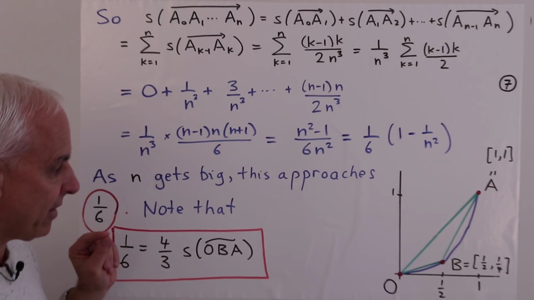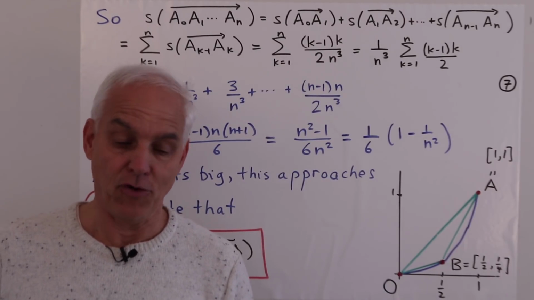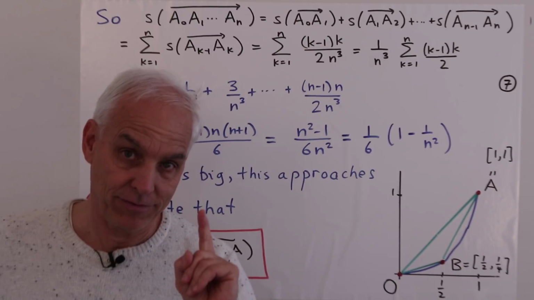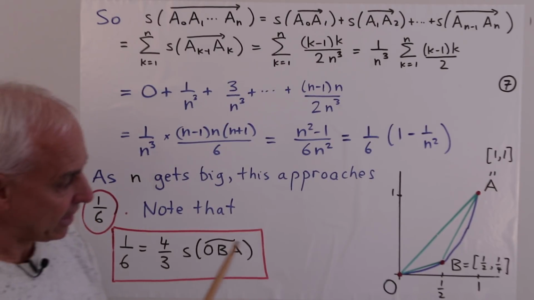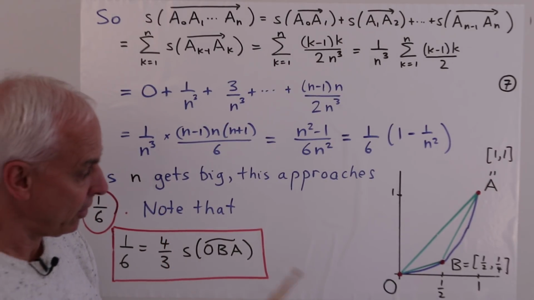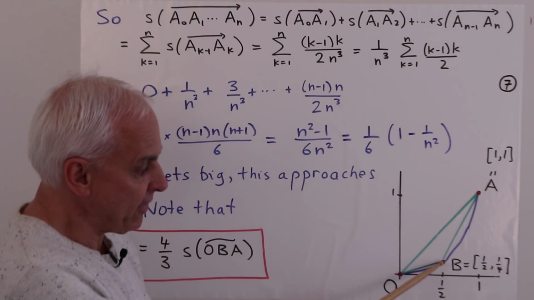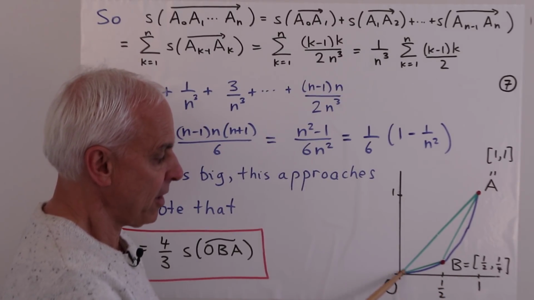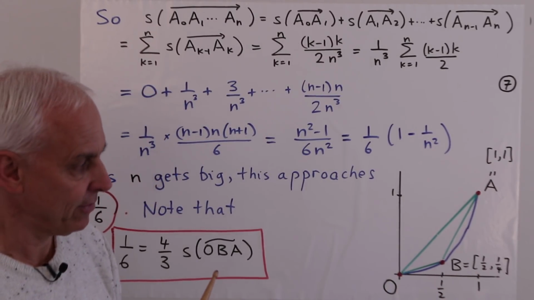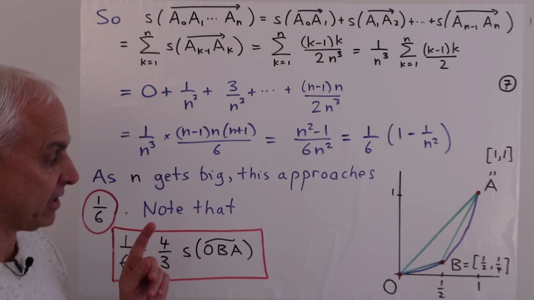And now I'm going to make another observation. Very famous observation that goes back more than 2,000 years to Archimedes. And it's this observation here, that if you look at a triangle whose points are O, A, which is 1, 1, and this point B, which is 1/2, 1/4, halfway between our starting and end points, that triangle there, its signed area is easy to find.